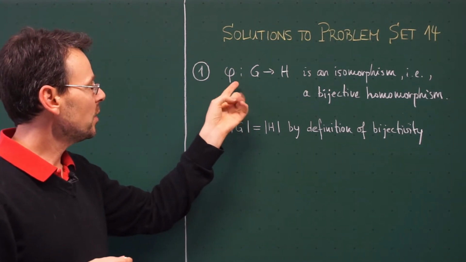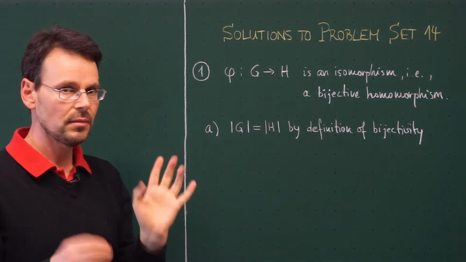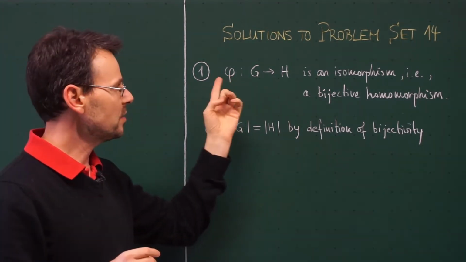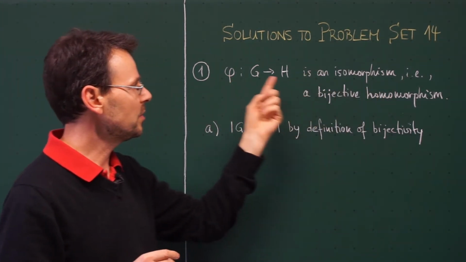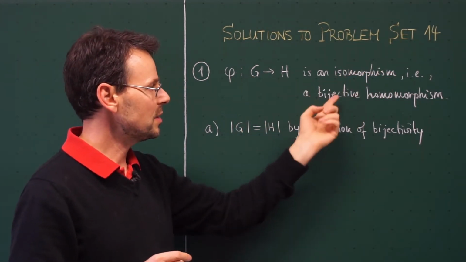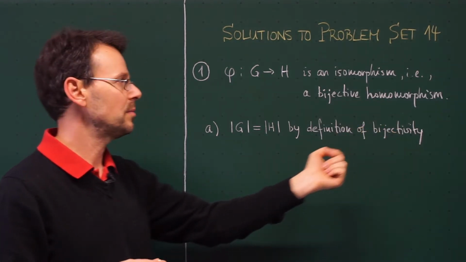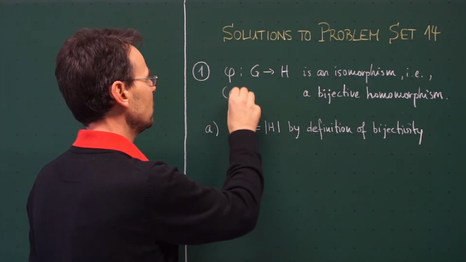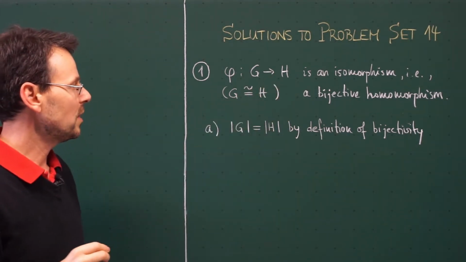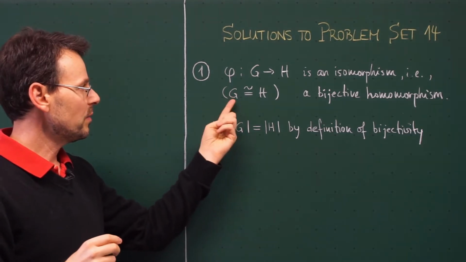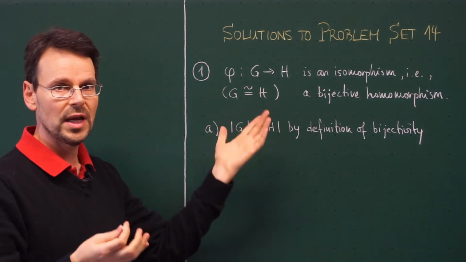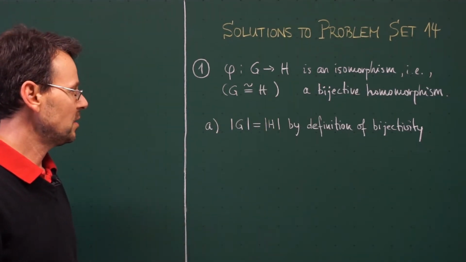So in exercise 1, phi, again I say phi, not phi, hope it's the correct pronunciation. This phi is an isomorphism between groups G and H. By definition, this means it is a bijective homomorphism. So another way to write this is G is isomorphic to H, and now some of the properties, or actually all of the properties of G can be transferred to H, and this is what we're going to show in this exercise.